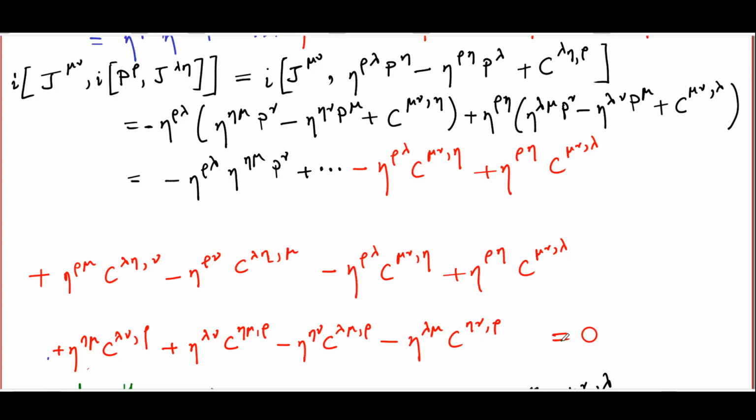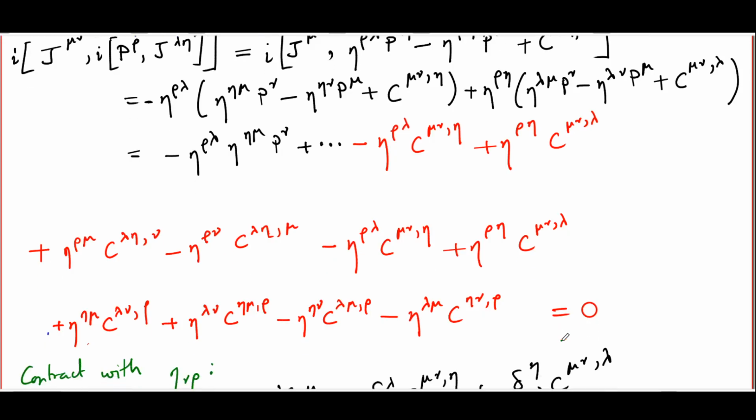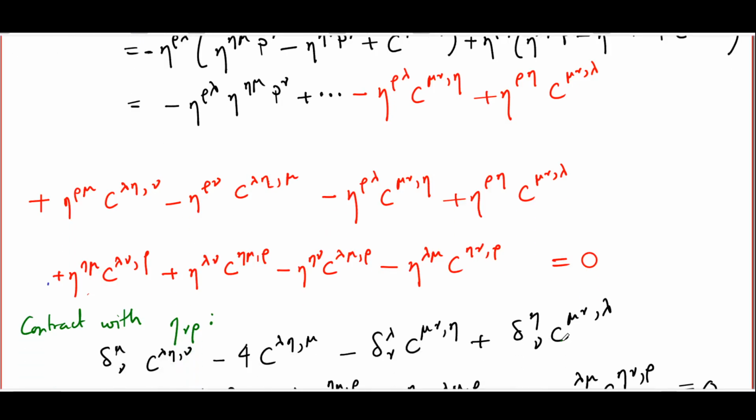Now this looks pretty forbidding, of course, but we will see that if we carry out the same trick that we did before, contracting with eta nu rho, we are going to get a rather simple, or at least not so simple as the previous one, but a rather simple result nonetheless. So let's carry out the contractions.